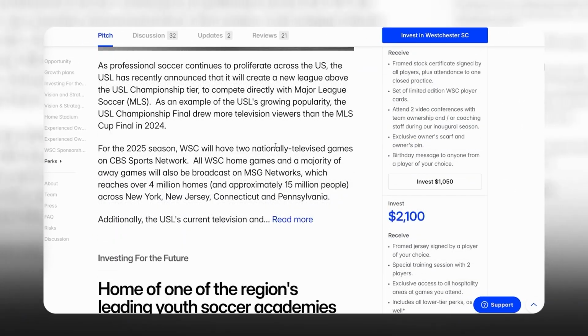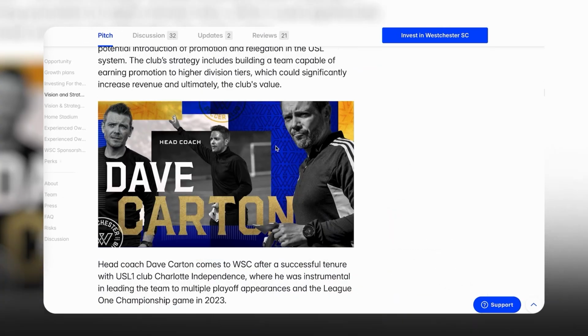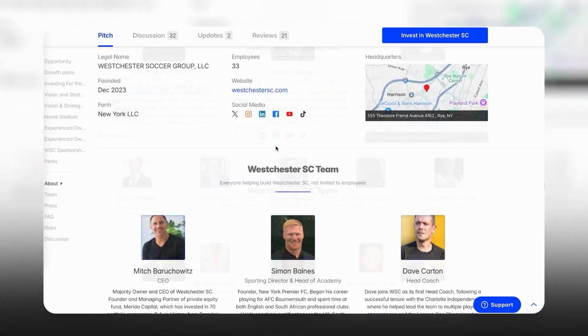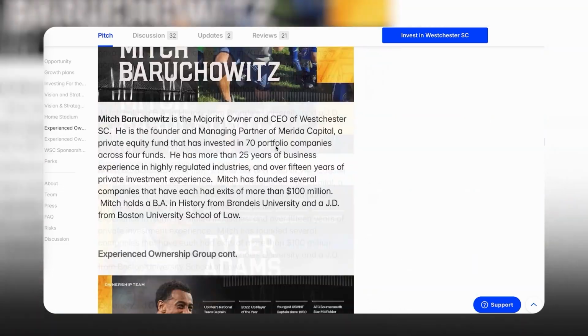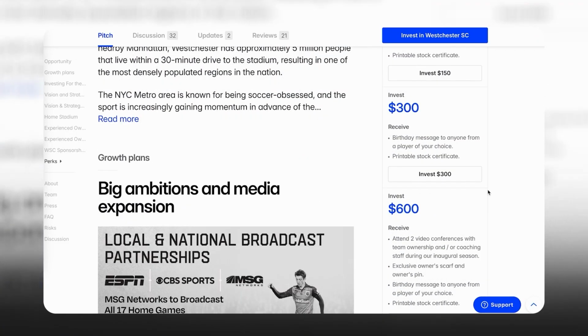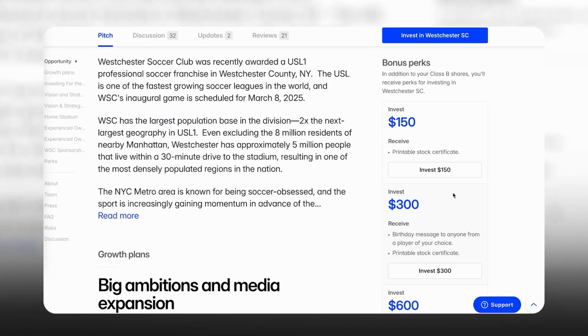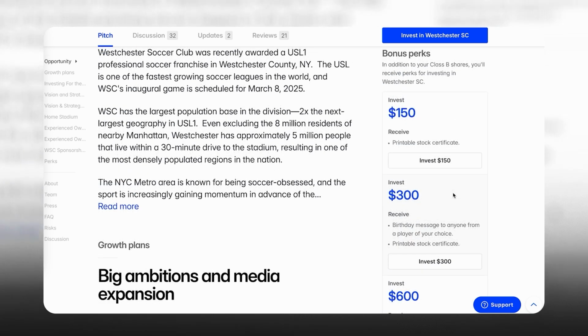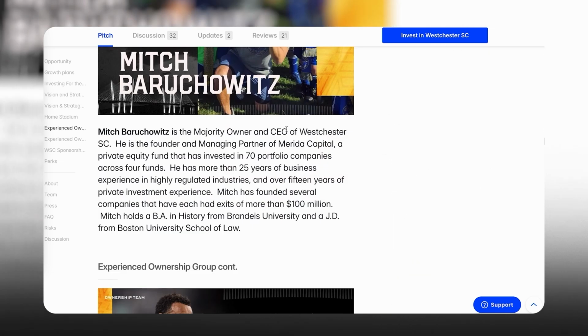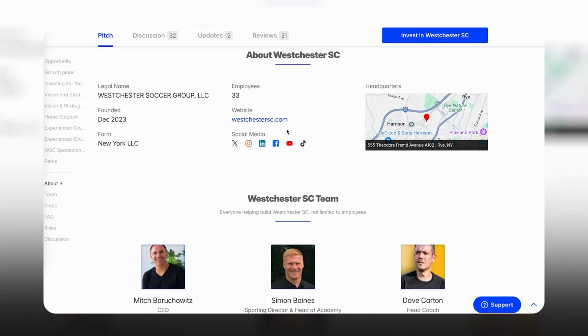As you scroll down the screen here, you're going to get a little bit of a pitch deck. And like I said, I love the UI, UX, and design when it comes to Republic. A lot of that information is going to come here in this main pitch section. But on the right-hand corner, you're also going to see some of the different perks that you can get if you are actually investing. So for example, if you're investing at $300, you can get a birthday message to anyone from a player of your choice, and also a printable stock certificate with that specific investment.